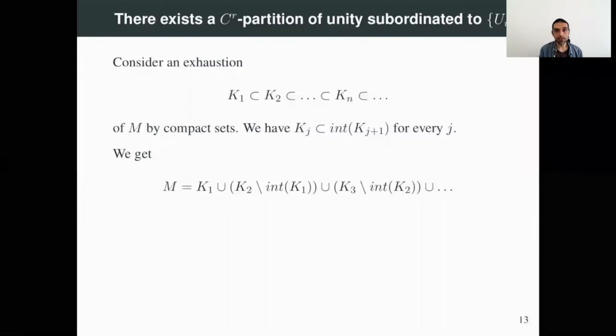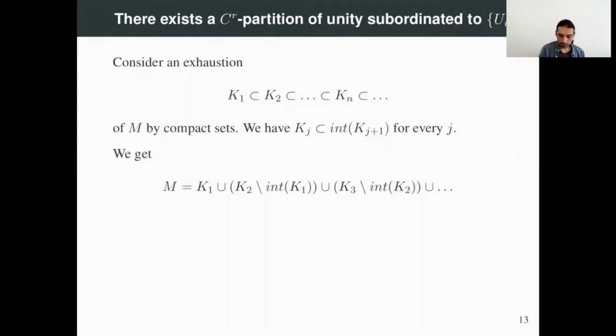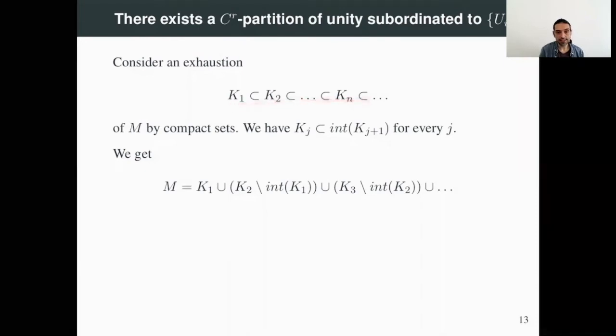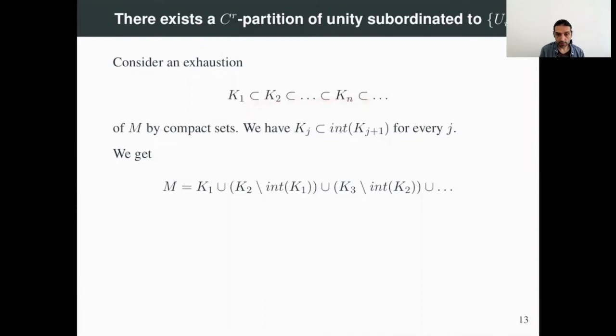Let us continue the proof. Consider an exhaustion by compact sets of M. We have, by definition of exhaustion, that Kj is contained in the interior of Kj plus 1 for every j. And we have that M is the union of K1, K2 minus the interior of K1, K3 minus the interior of K2, and so on.